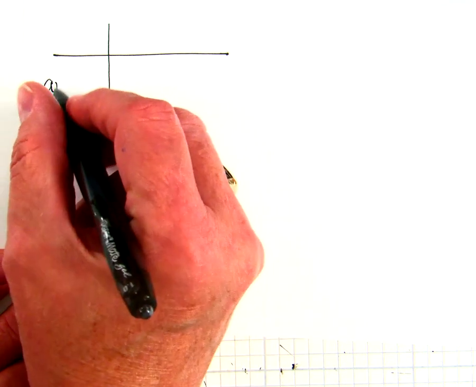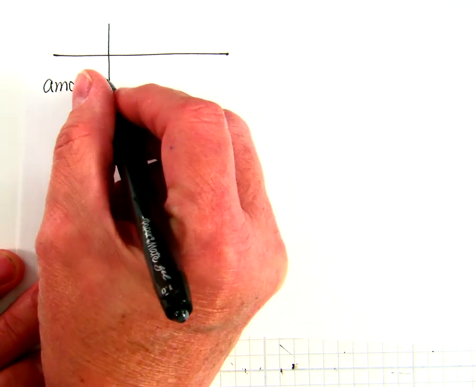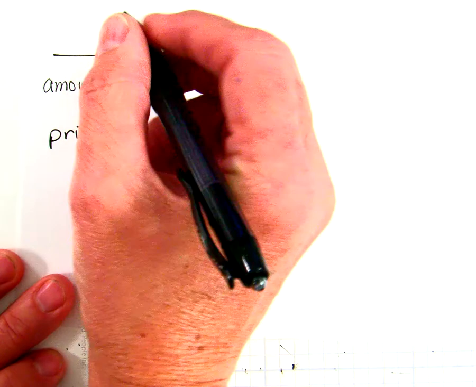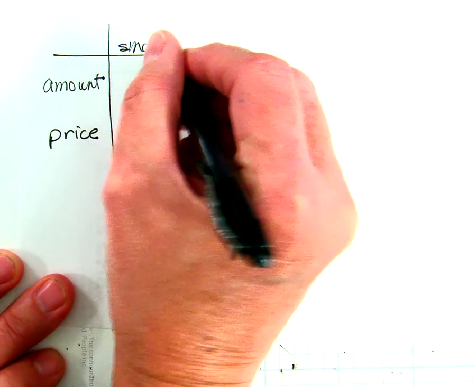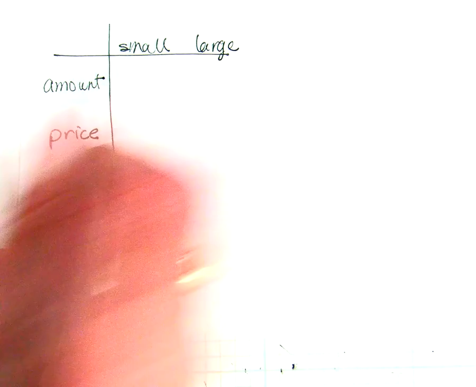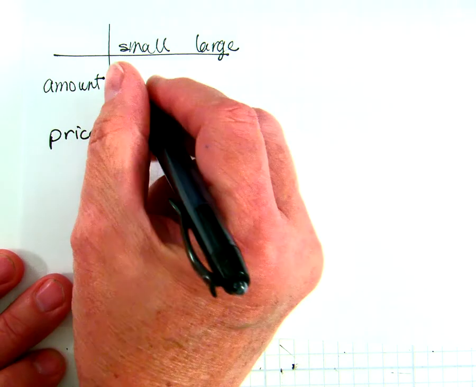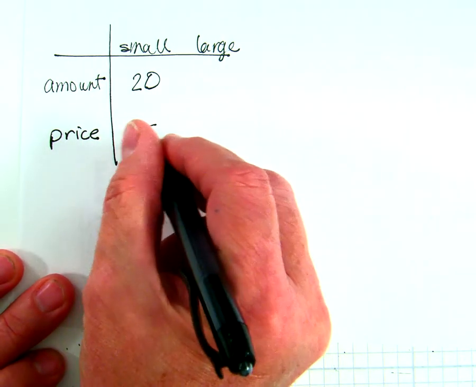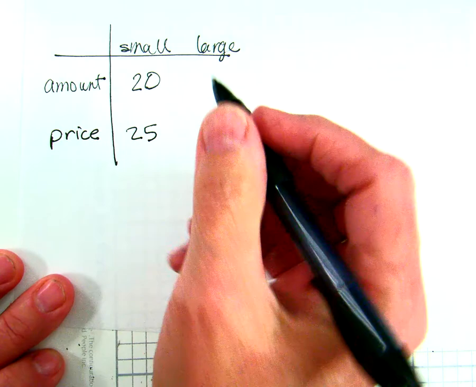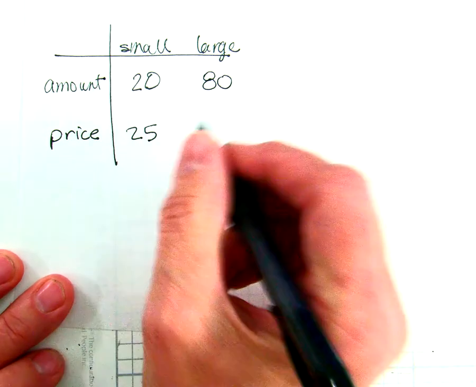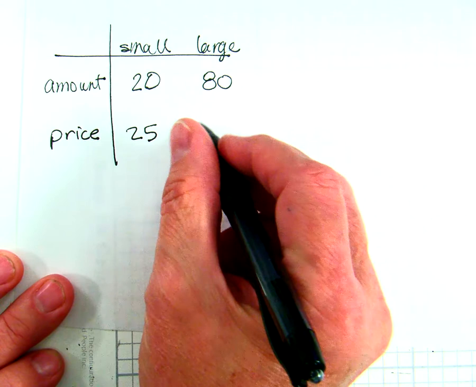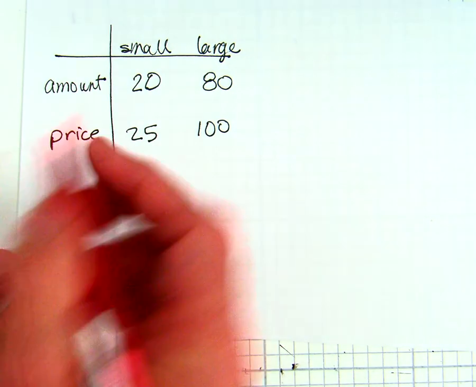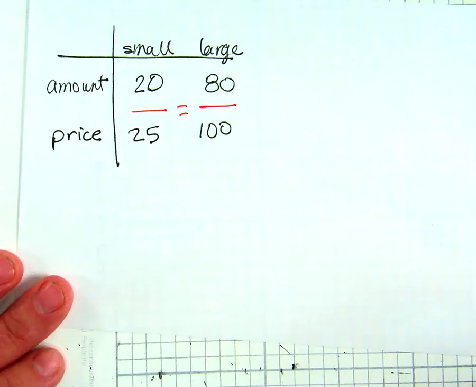So let's say on the dog food, we're comparing the amount in the bag and the price of the bag with the small size of bag and the large size of bag. Okay, let's say small bag of dog food is 20 pounds and the price is $25. The large size is 80 pounds and the price is $100. Typically one of those will be a variable that you're solving for, but nevertheless, here we have our proportion.